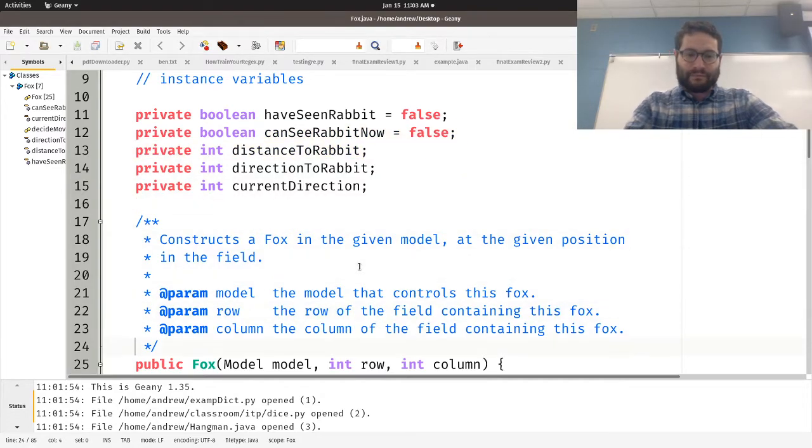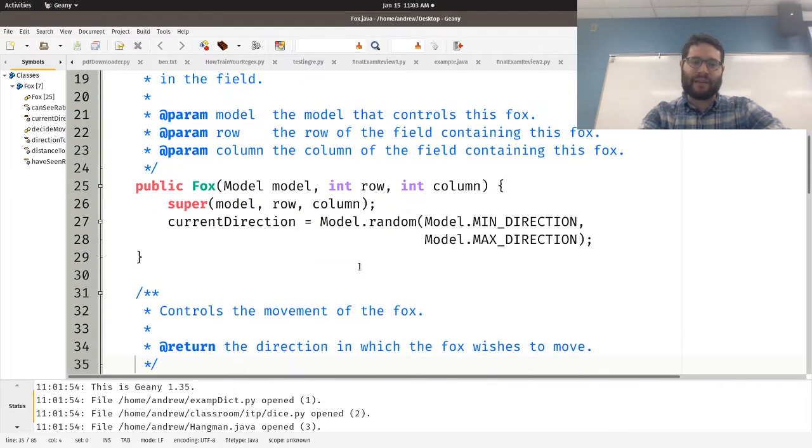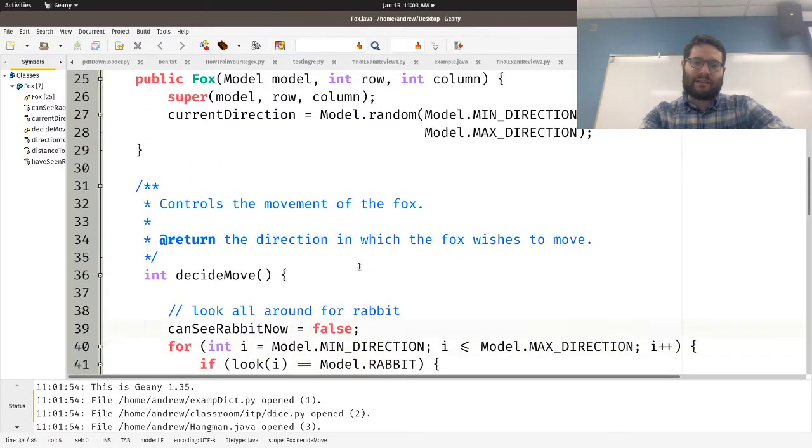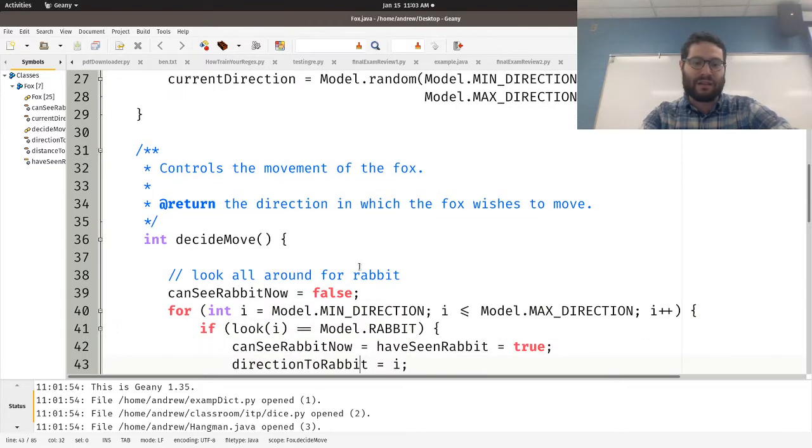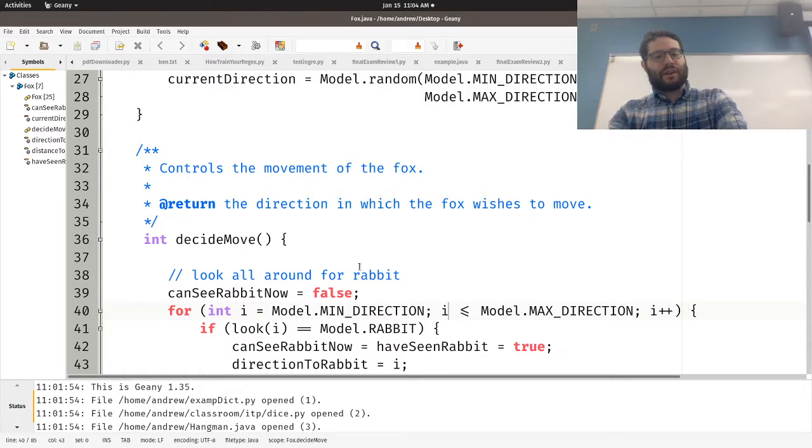Okay? So what the fox does is says, "Hey, can I see the rabbit now?" Right now, it's the beginning of my move. I'm going to check if I can see the rabbit. So I'm going to assume I can't see the rabbit, and then I'm going to see if I break my assumption. So I'm going to look around. Now this bit of code is definitely something you can use. For int i equals 0, i less than or equal to model.max_direction, starting from model.min_direction.